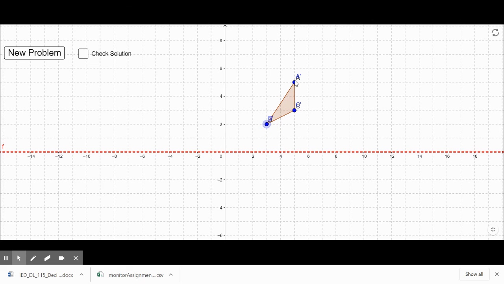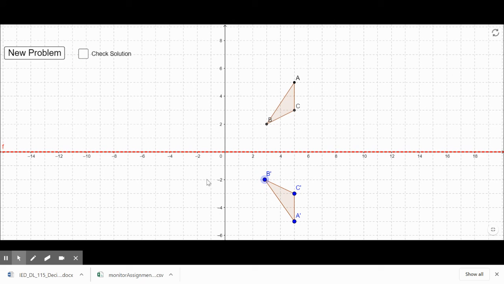And to reflect point A, I'm looking at something like, oh, it's 5 units above that red line. I'm going to move it to 5 units below. B is 2 units above, so I move it to 2 units below. C is 3 units above, so I move it to 3 units below. Now you notice those look pretty much identical. And when I check the solution, it says I did a good job.